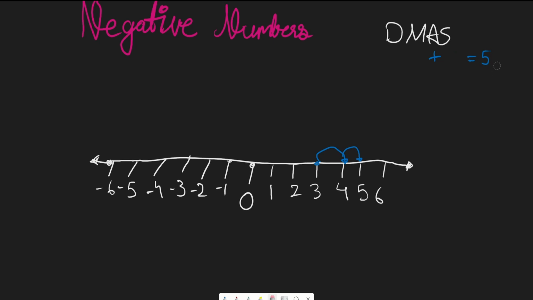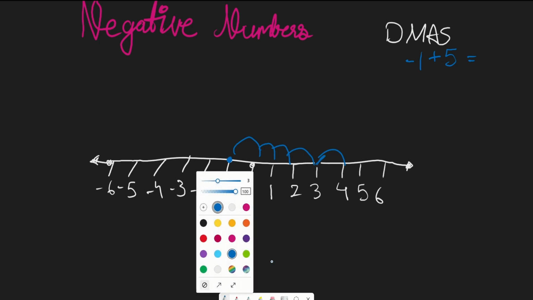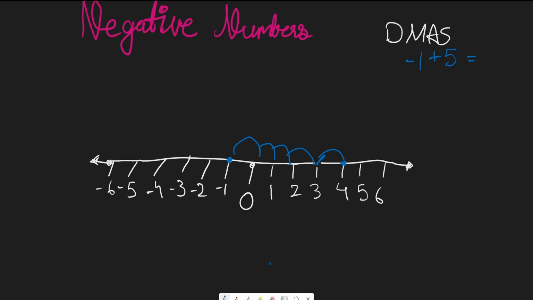Now, this was fairly simple, yes? Now let's look what happens when we take a number -1 plus 5. Now this is also very straightforward. You find -1 on the number line and move 5 steps to the right. 1, 2, 3, 4, 5. Right? So if you notice, we actually land on 4. So -1 plus 5 is equal to positive 4.